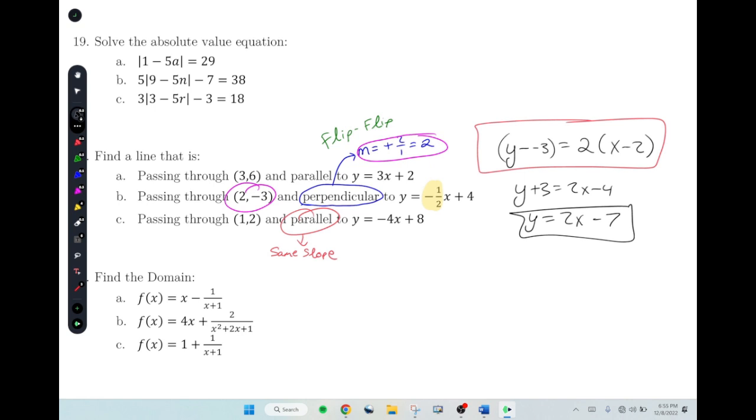But the key there is the difference between parallel and perpendicular. So slope is negative 4 for that one. Slope is 3 for that one. And slope is 2 for the perpendicular one where you have to flip, flip.